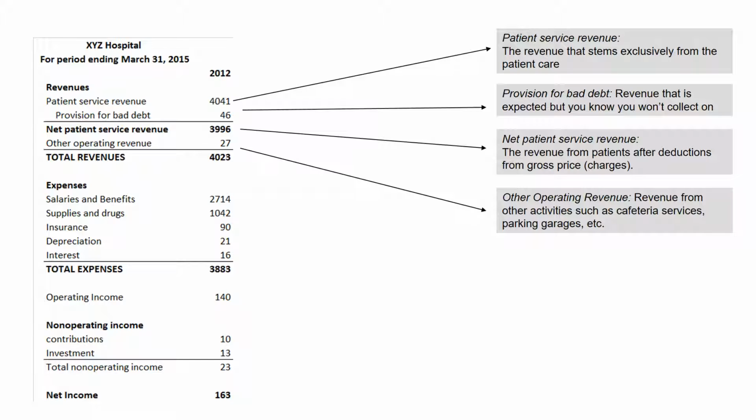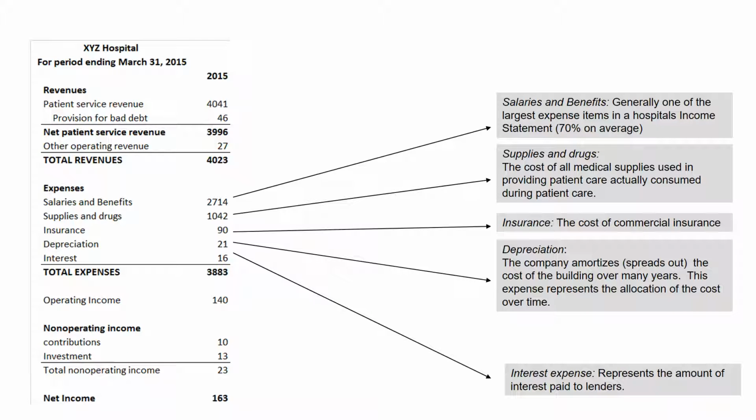Next, we have our expenses. Salary and benefits are huge when you think proportionally of the total expenses. We have our salaries and our benefits, so you have $2,714, which again is generally one of the largest expense items. It's actually on average 70% of all hospital expenses. And then you have supplies and drugs. This is the cost of all medical equipment used in providing patient care actually consumed during the period.